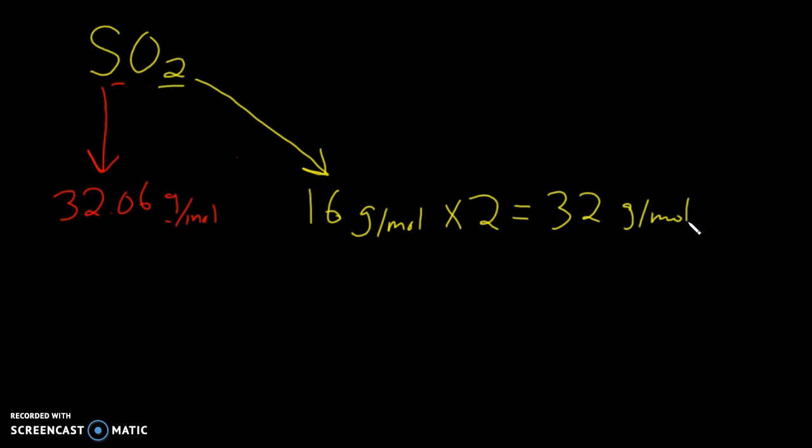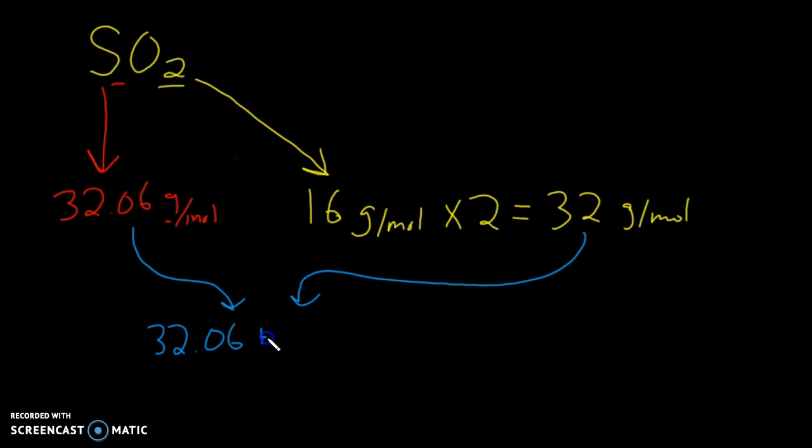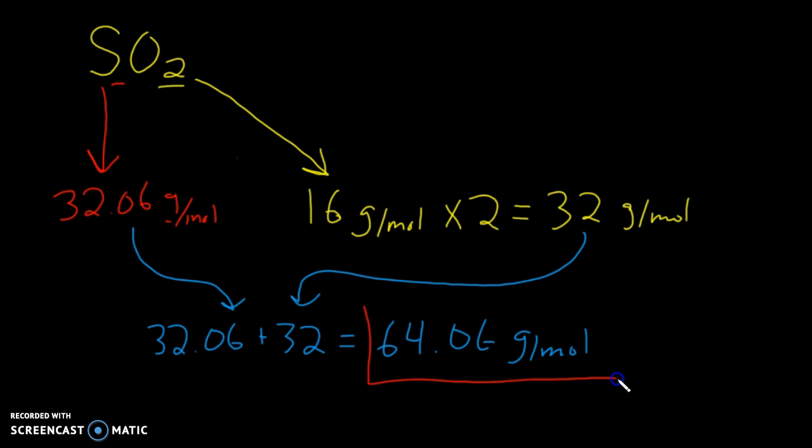So to find the molar mass of this whole compound, all you have to do is add those two numbers together. So if I take this and I add them together, you do 32.06 plus 32, and that would give you 64.06 grams per mole. And that is the molar mass of the compound that we wanted to find, the sulfur dioxide, that SO2.